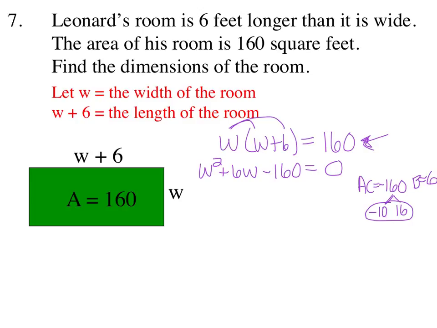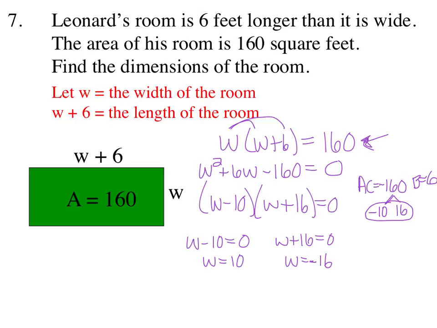So to multiply to get negative 160, you can do 10 and 16. And then to add to get 6, you would need negative 10 and 16. So our factors, because again, A is 1 here, these can just be used, would be W minus 10 and W plus 16. We're going to set those to 0 and get our solutions. So I end up getting two solutions. One is positive 10 and one is negative 16.